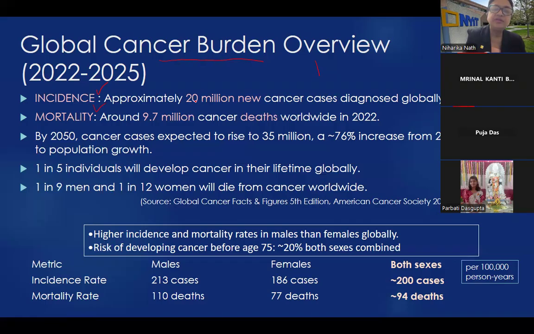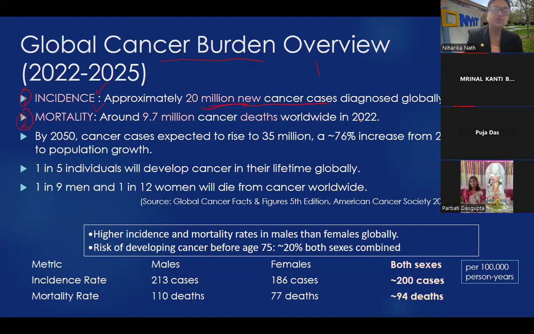About 20 million new cases all over the world have been diagnosed. There are probably many that are undiagnosed as well, but on the record, there are 20 million cases. After incidence, the next thing is how many people die from it. Mortality is about 9.7 million, so close to 10 million people died worldwide in 2022.